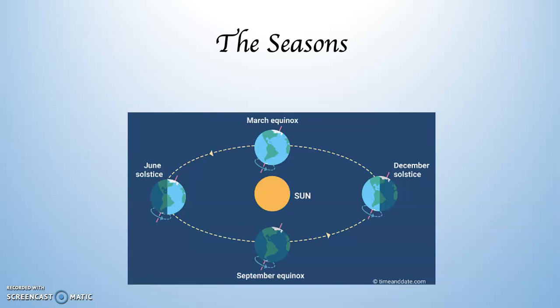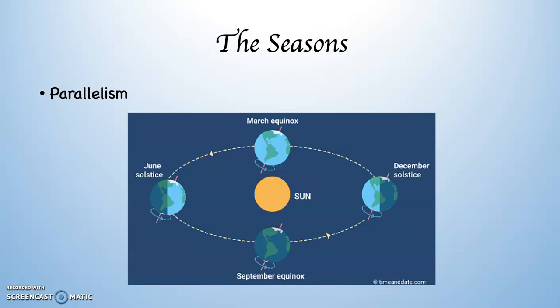Look at this diagram and notice the axis. Can you see the axis there? Notice that the axis is pointing in the same direction as the Earth goes around the sun. It doesn't matter where the Earth is, the axis is always pointed in the same direction. Can you see that? There it is. This fact is called parallelism.